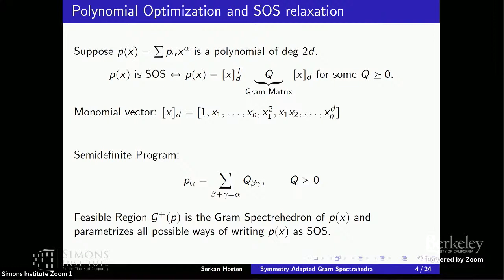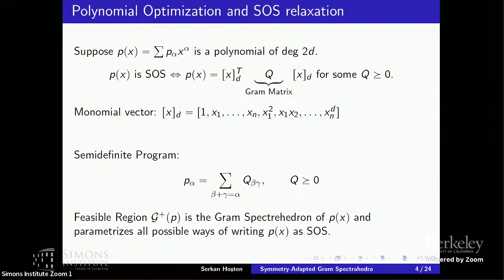So we start with a polynomial. I'm going to call this the Gram spectrahedron of that polynomial. A spectrahedron is a generalization of a polyhedron. Polyhedra can be obtained by taking the non-negative orthant and intersecting it with an affine linear space. If you take the PSD cone instead of the non-negative orthant and intersect it with an affine linear space, you get what's called a spectrahedron. These are special kinds of spectrahedra, called Gram spectrahedra. For a given p, they parameterize all possible ways of writing this polynomial as a sum of squares polynomial.